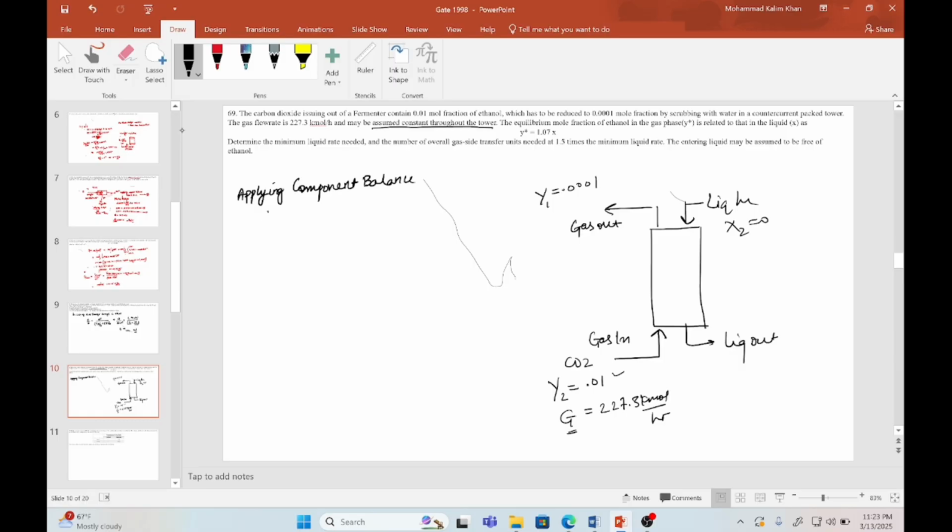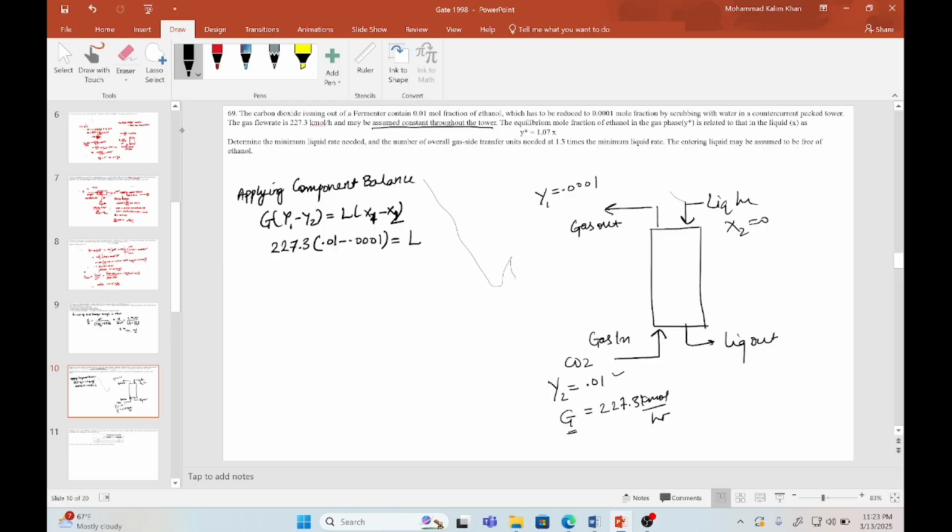The basic equation is Gs(y1 minus y2) equals L(x1 minus x2). So Gs is 227.3, y1 is 0.01 minus y2 is 0.0001, equal to L (x1 minus x2).